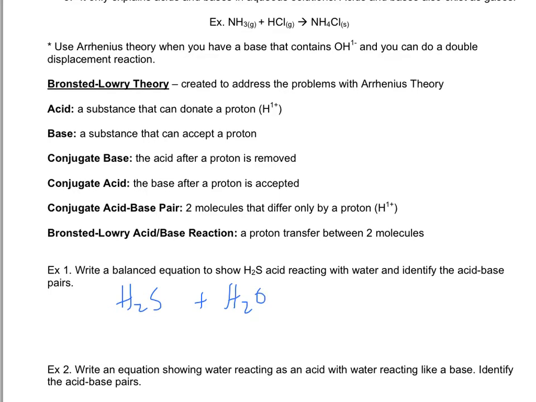In this reaction, there's no clear Arrhenius base, no chemical that has OH1- in it. So I have to use Bronsted-Lowry theory. It tells me in the question that the H2S is an acid. That means it's going to lose an H+, and become an HS1-.